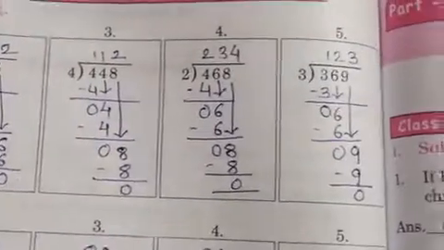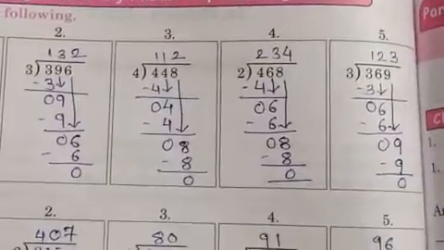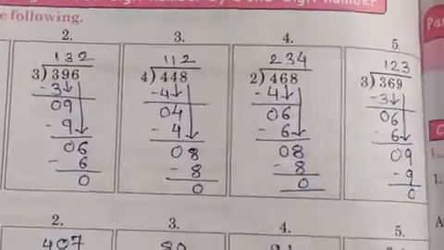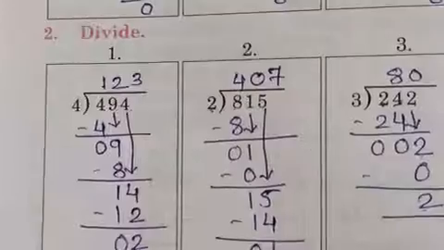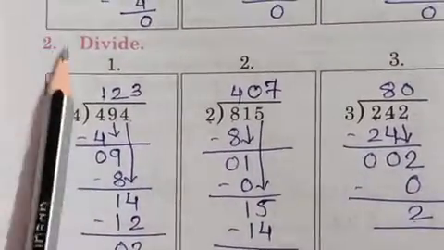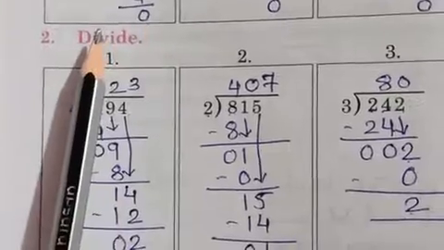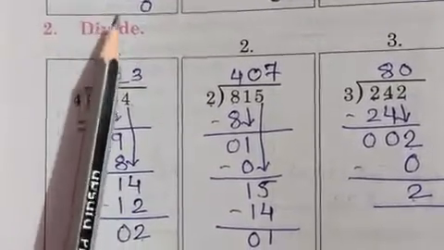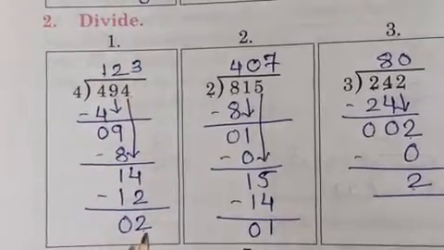Is that clear? In this way, students, you have to solve the remaining sums, those are second, third, fourth, fifth. Clear how you are supposed to solve? Okay, now we'll proceed to question number 2. Now students, question number 2 is divide. In the question we solved earlier, we used to get the remainder 0, but here we don't get the remainder 0.